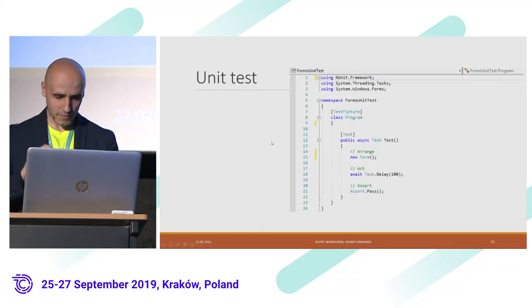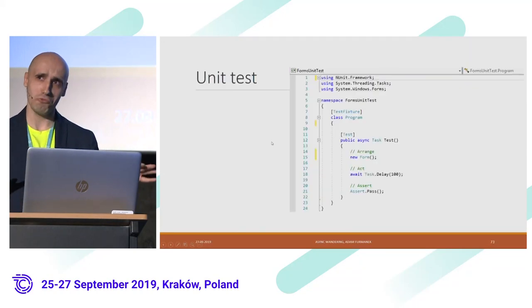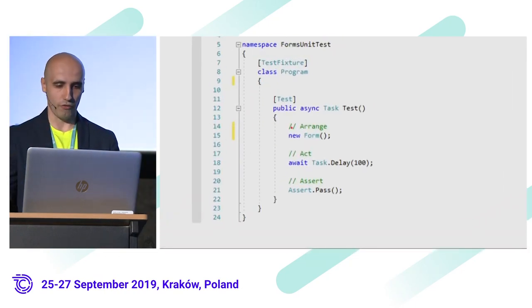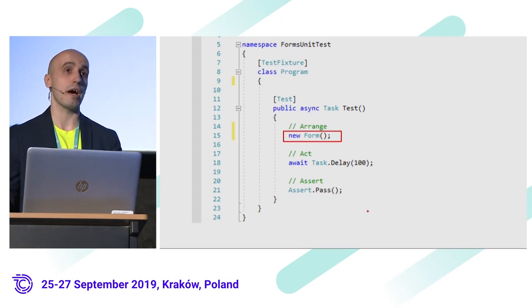Let's carry on. What happens with unit tests? I know we never create WinForms in unit tests, but let's say someone did that. So what is happening here is we just call new Form. So we create some WinForms form, and then we call await. And what happens? This thing never finishes.